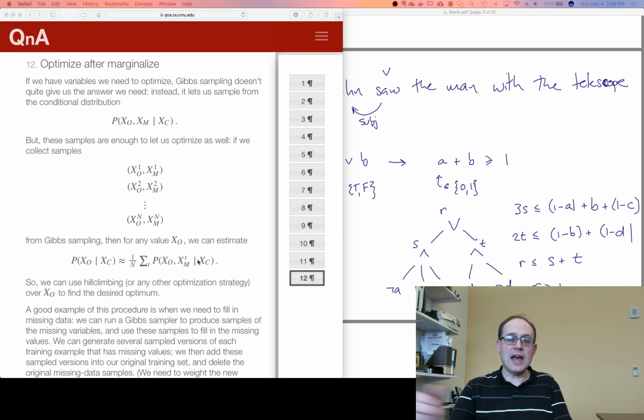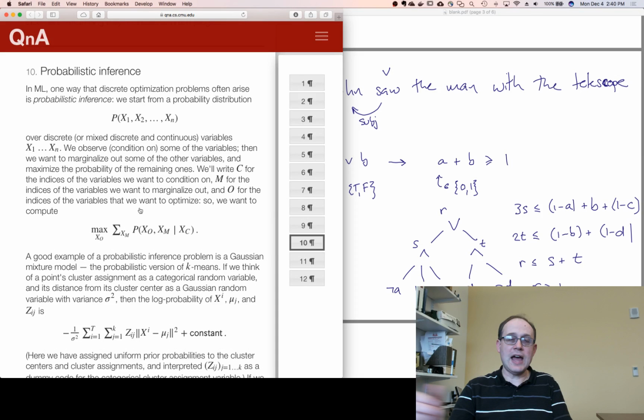So just to recap, we have this more complicated problem here. We solve it in two steps. We use Gibbs sampling to get a sample of the marginal distribution of XM given XC. Then we construct an estimate of our objective for XO using that sample over XM. And we optimize that using plain old hill climbing, as we described before.